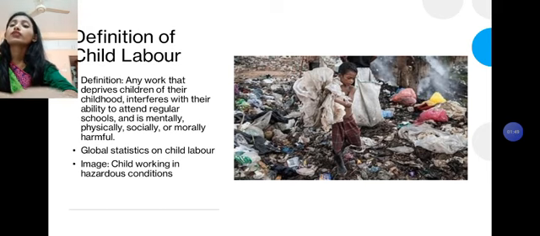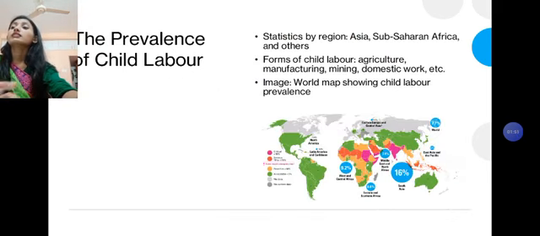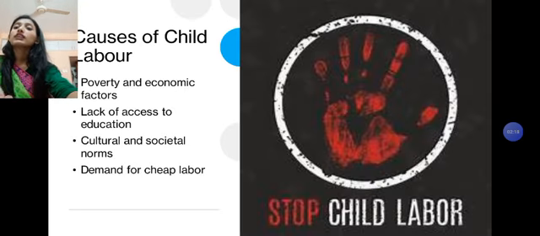If we go to the next slide, we can see the prevalence of child labor. First of all, statistics by regions: Asia, Sub-Saharan Africa, and others. Forms of child labor: agriculture, manufacturing, mining, domestic work, etc. In this image, we can see a world map showing child labor prevalence. Then if we go to the next slide, we can see the causes of child labor.